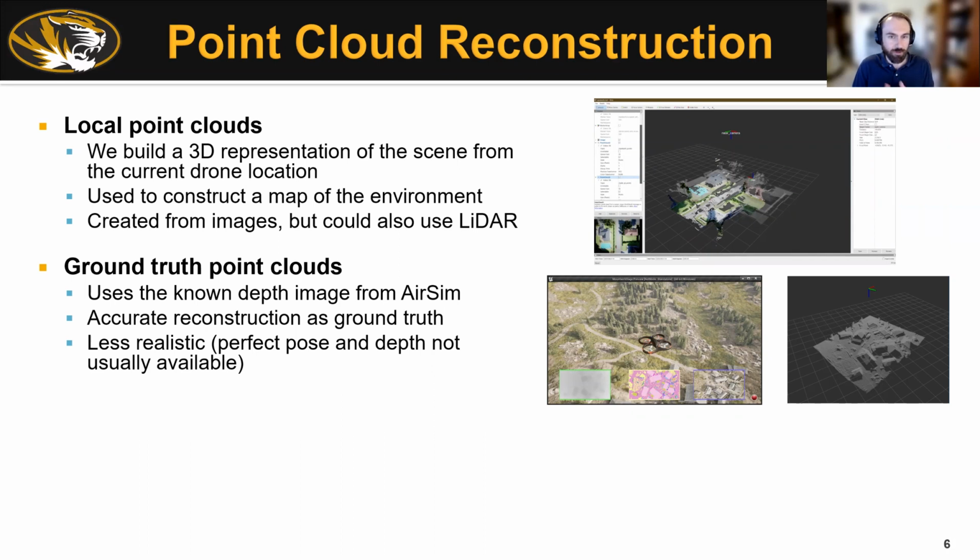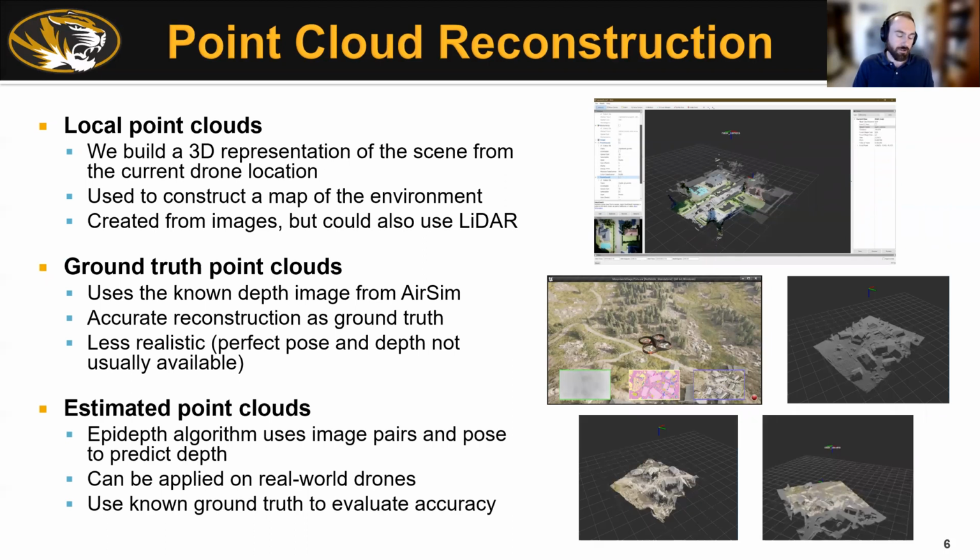Now, it's not something that we can do on a real drone because we don't have access to that ground truth depth map, but we can estimate it. One of the algorithms we could use is EpiDepth. We have another paper on how that works in more detail, but essentially it uses just the camera images and the pose information to predict, using stereo matching, how far away each of these pixels are. And so it produces an estimate of the depth that we can use. And we can use the ground truth now as a baseline to understand how accurate that reconstruction algorithm is that we might actually be using on a real world drone. And so we can evaluate the accuracy in that way.